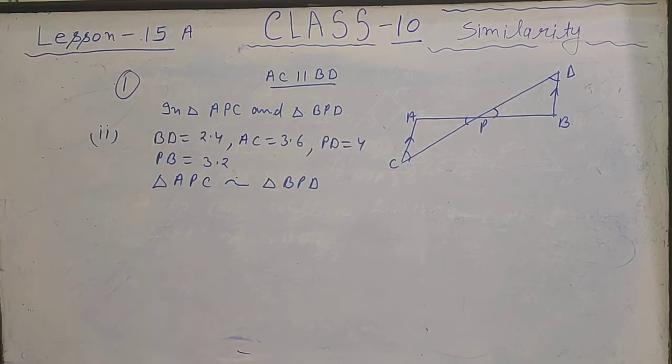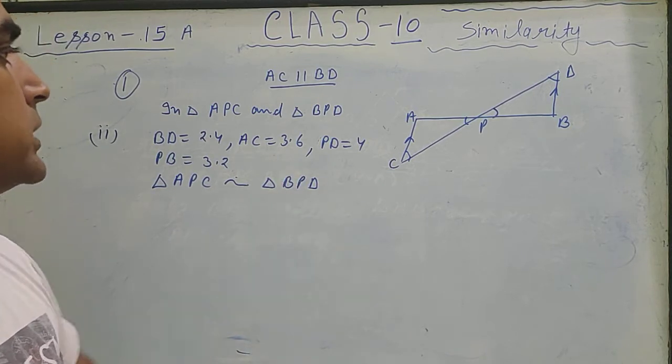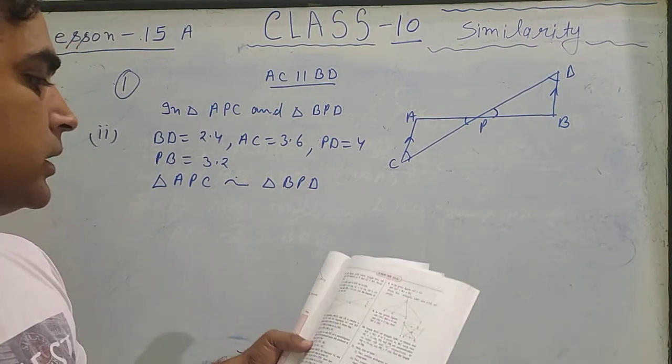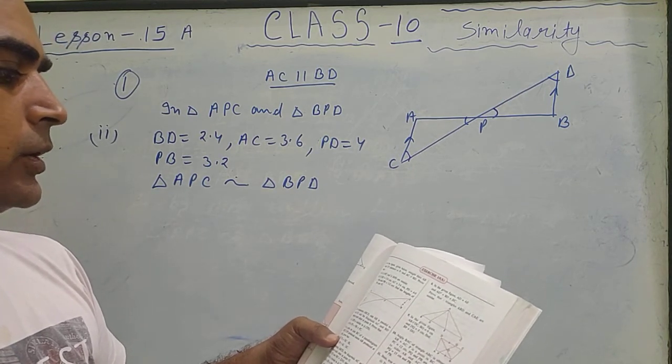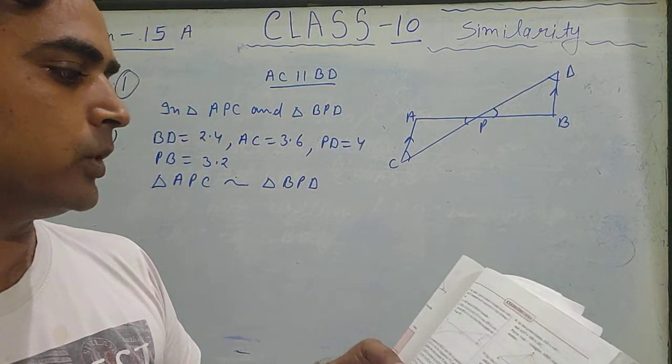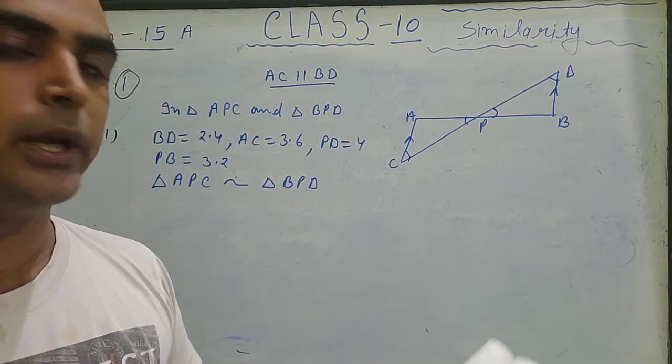Okay, in the first part we proved that triangle APC is similar to triangle BPD. Now in the second part you have to find the value of PA and PC. BD is given 2.4, AC 3.6, PD 4 and PB 3.2 is given. You have to find the length of PA and PC.